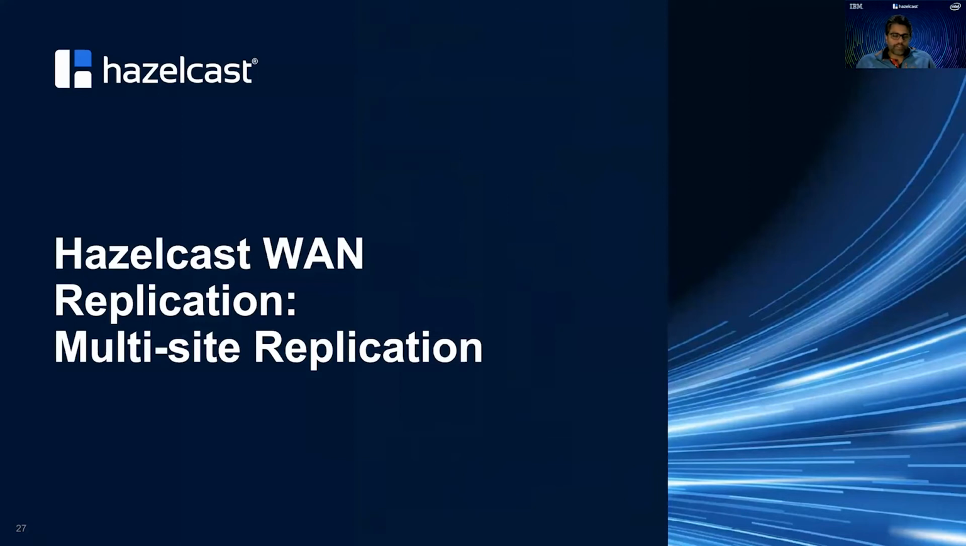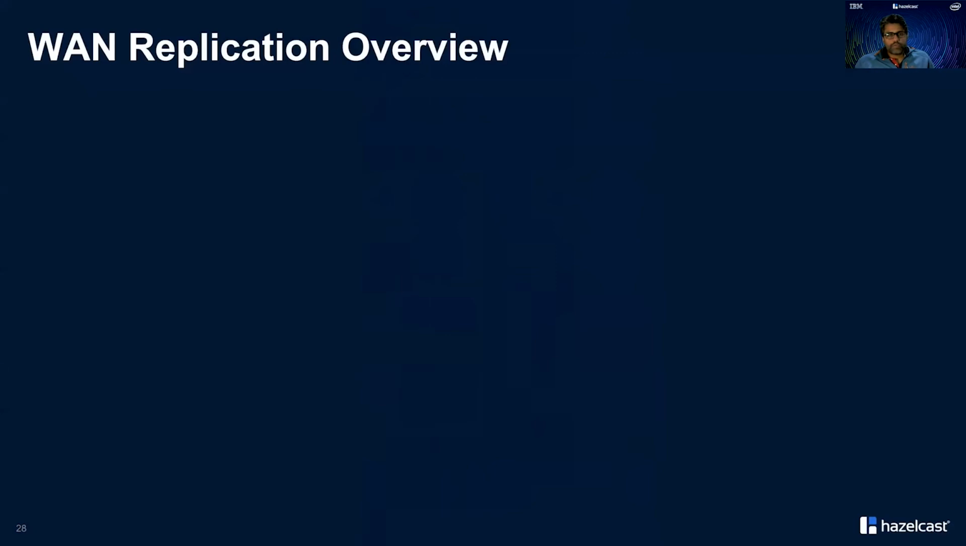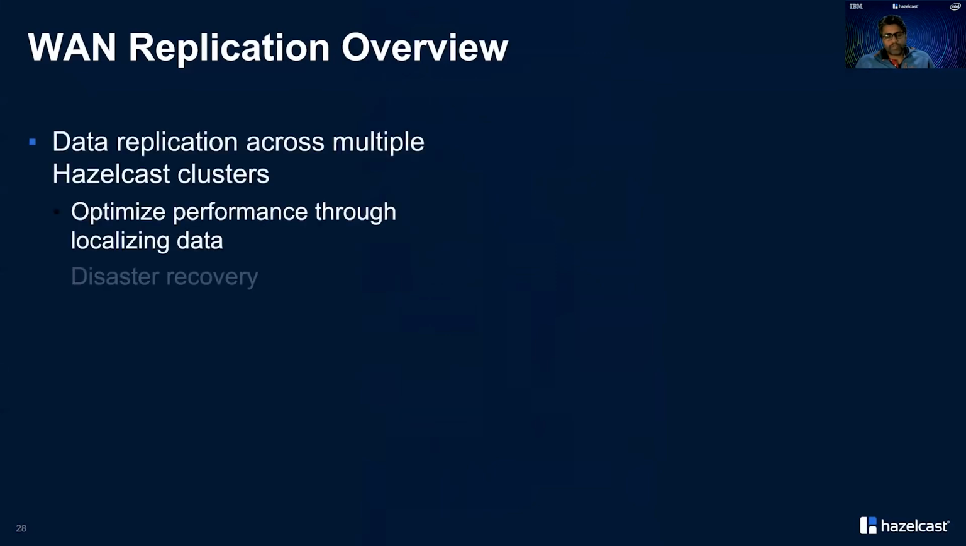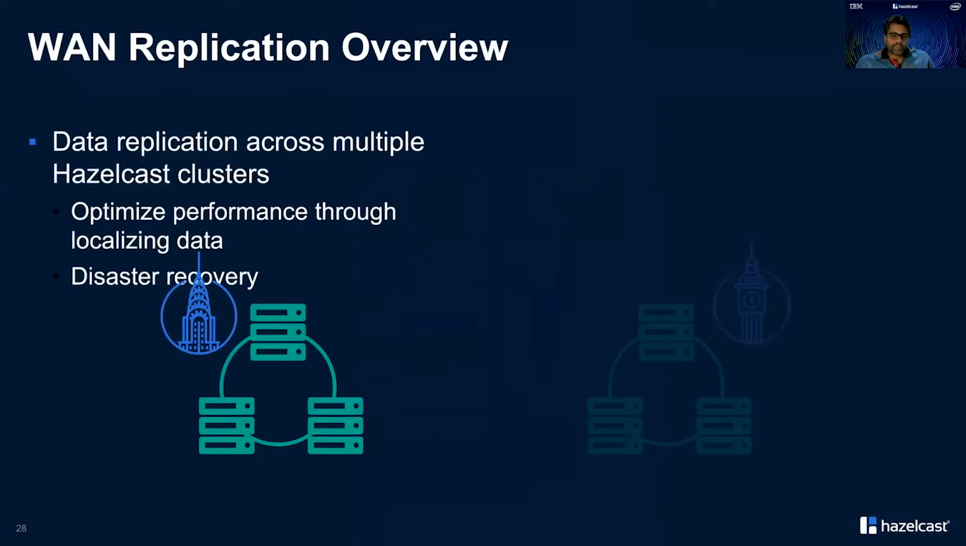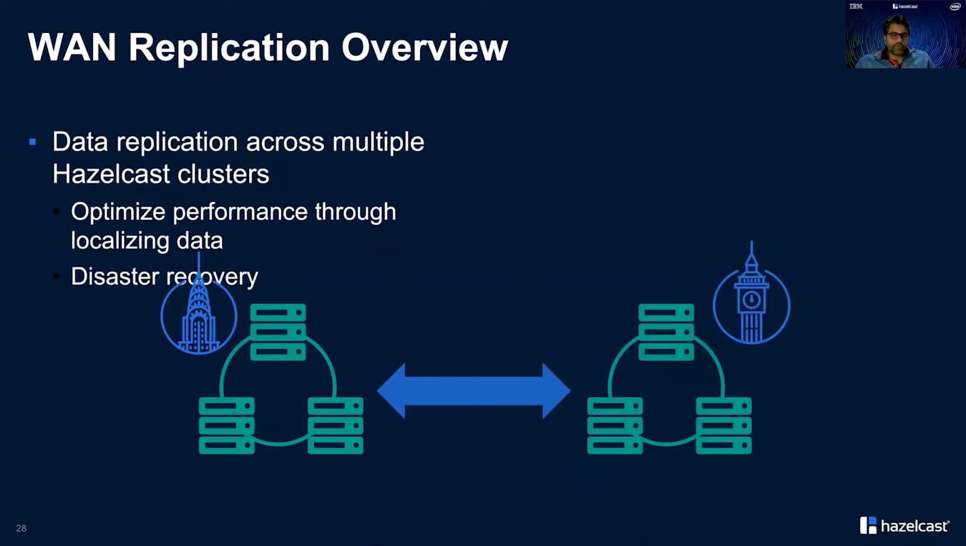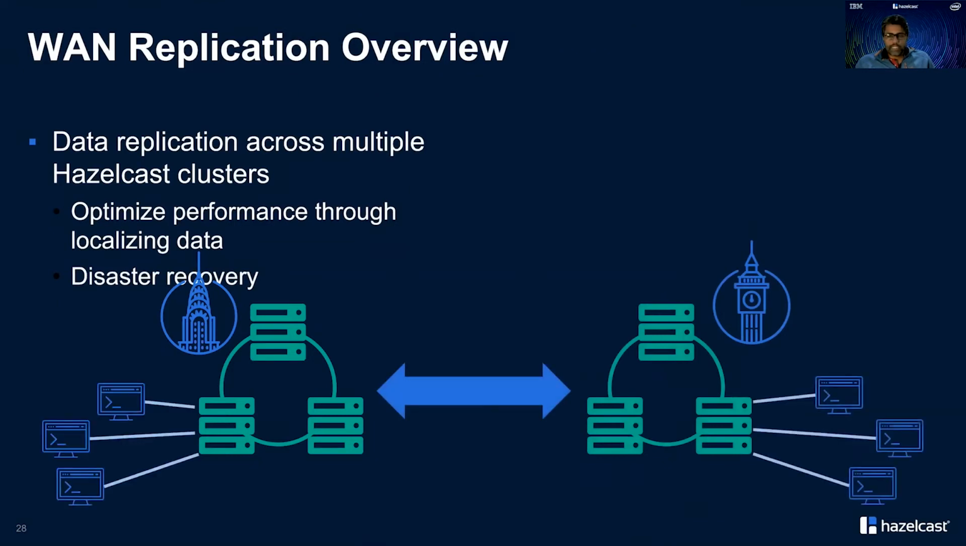Now, some of the key features: WAN replication, where you can run multiple Hazelcast clusters across different sites and keep those clusters in sync with each other through a module called Hazelcast WAN replication. It allows you to run either both clusters or all those clusters at the same time, as active clusters.